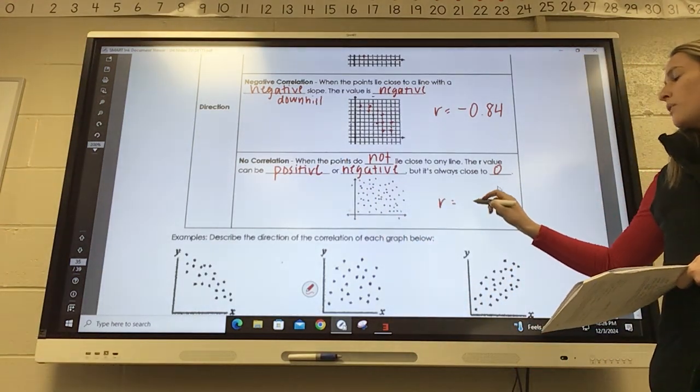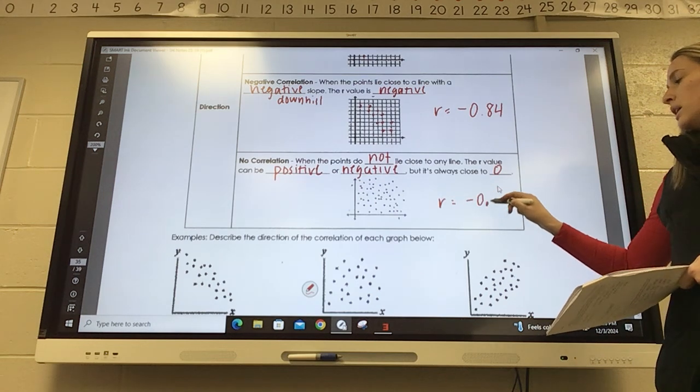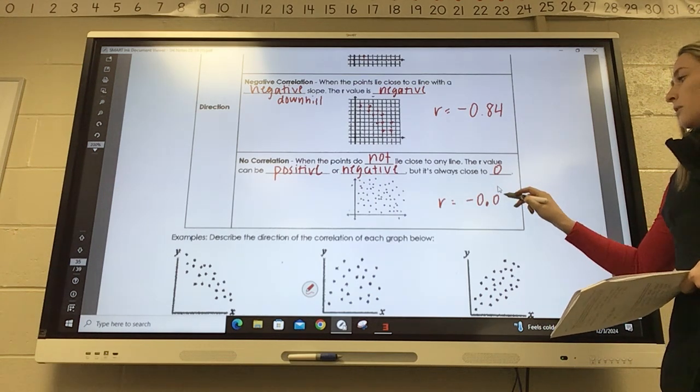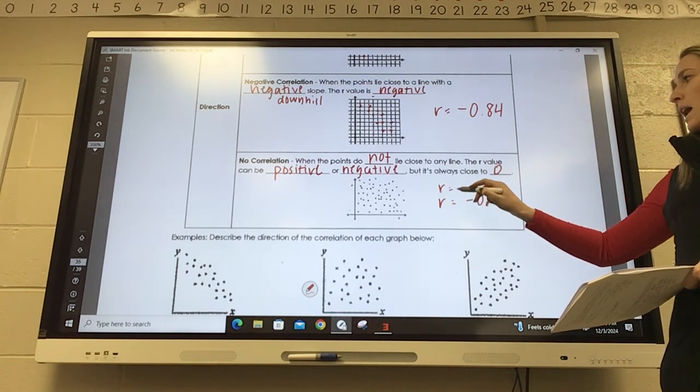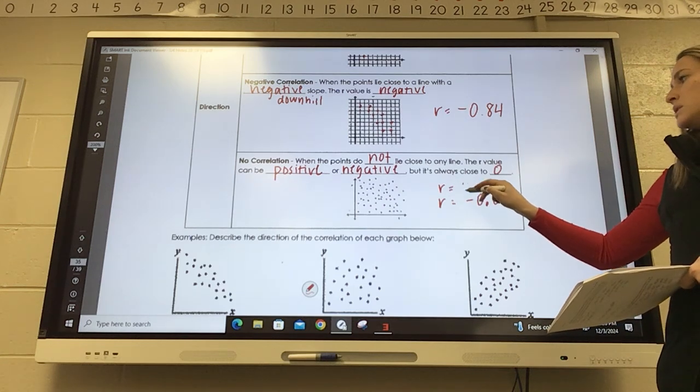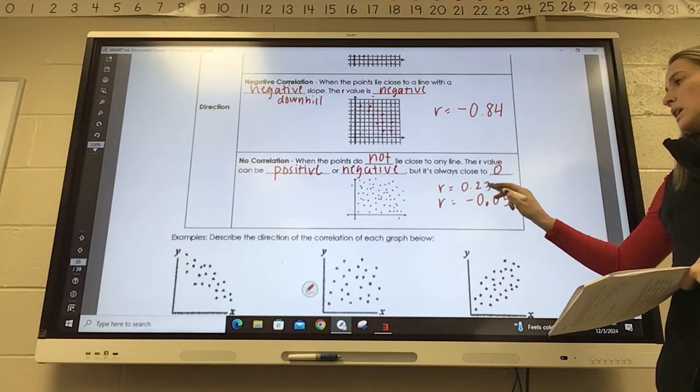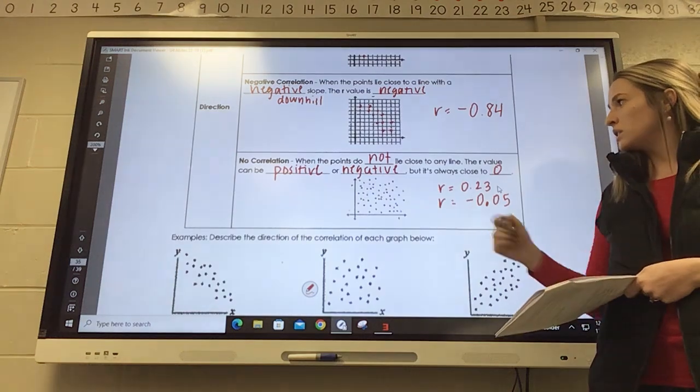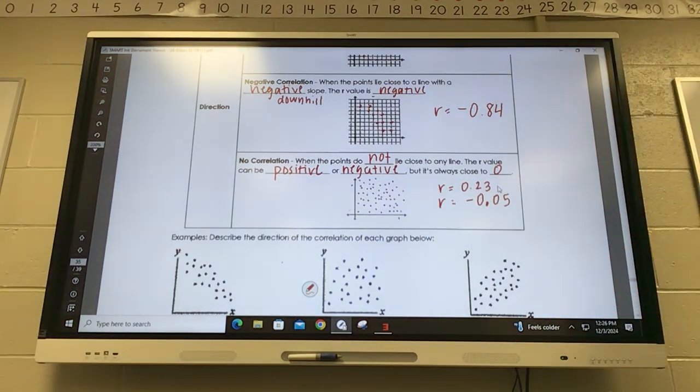So for example, if I had like -0.05, or if I had 0.23, both of those are really close to 0. One's positive, one's negative. It doesn't matter. It's just if it's close to 0, it's no correlation.